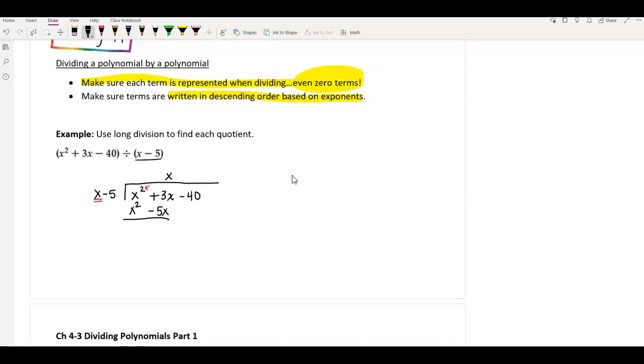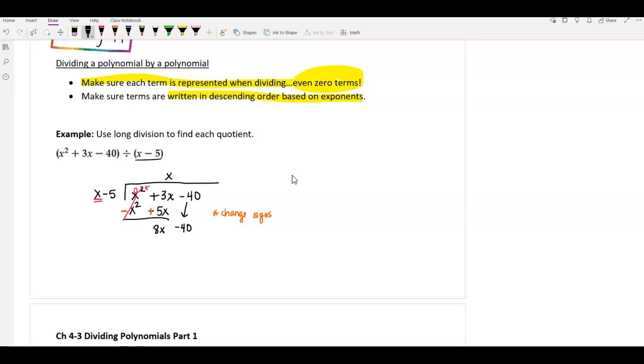Now, we want to change our signs. Right now, x squared is positive. We make it a negative. Right now, negative 5x becomes a positive 5x. What happens is these x squareds now cancel, and I'm left with 3x plus 5x, which is 8x. And I bring down the minus 40.